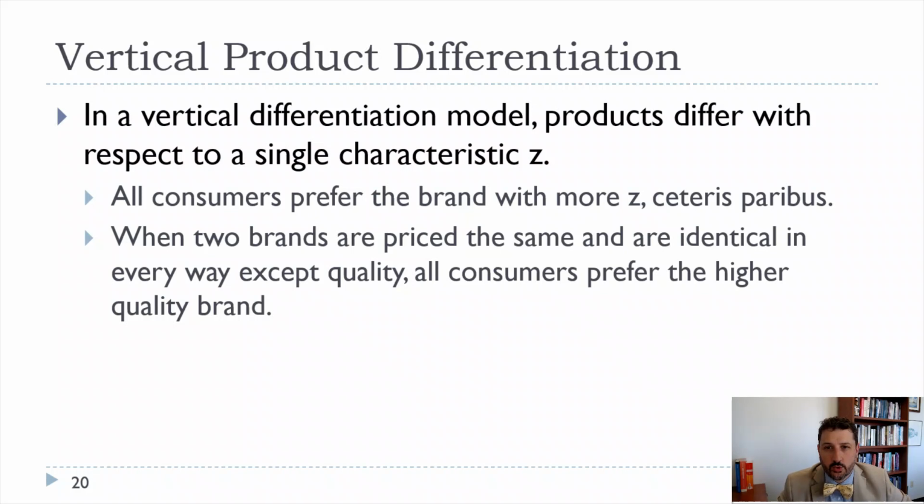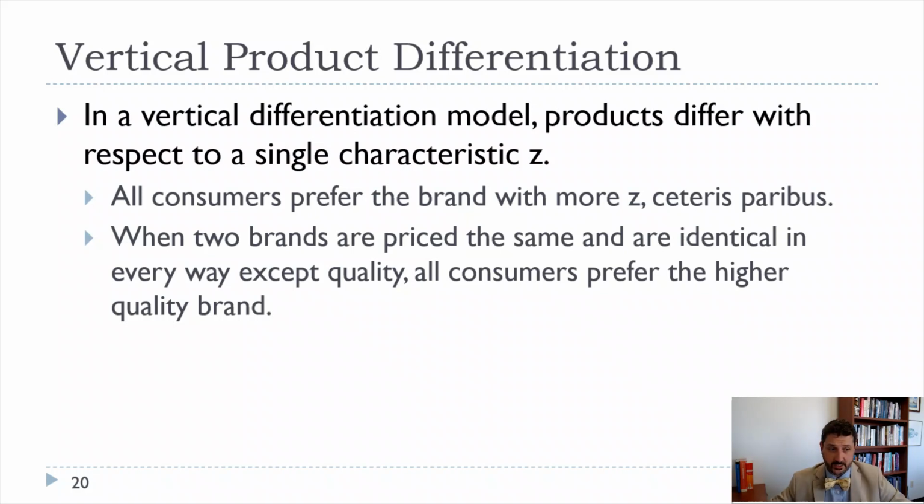Welcome back. So the last video here for Chapter 7 in Industrial Organization, we're going to talk about vertical product differentiation. And vertical product differentiation is when we all agree that there's some single characteristic that is better in one product than the other. And we call that quality, right? That's kind of the definition of quality. And so all consumers prefer the product with more quality as opposed to less quality.